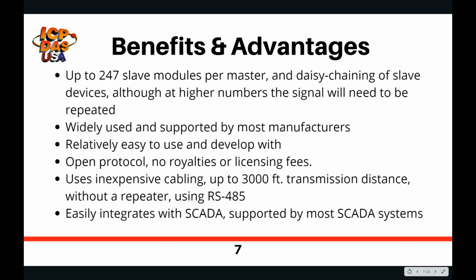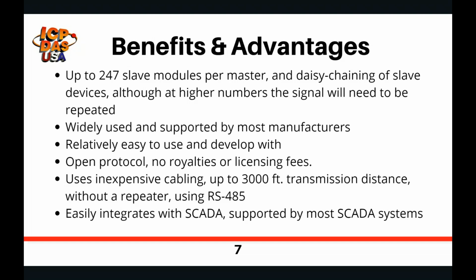Okay, so what are the benefits of Modbus RTU? Like I said, you can get up to 247 slave modules per master. Technically, it does allow daisy chaining of your slave devices, although at higher numbers, you're going to need to repeat the signal, because you will lose signal strength. Modbus RTU is widely used, almost ubiquitous, and supported by most manufacturers. It's relatively easy to use and develop with. Most importantly, it's an open protocol, no royalties or licensing fees.